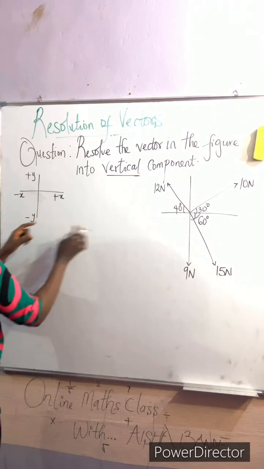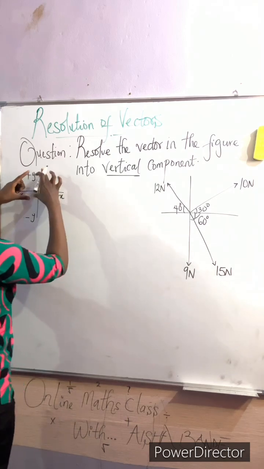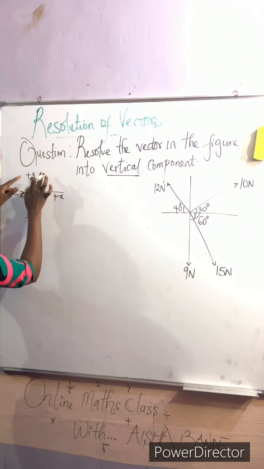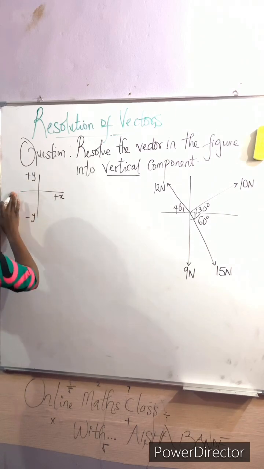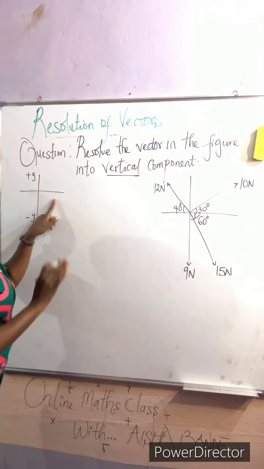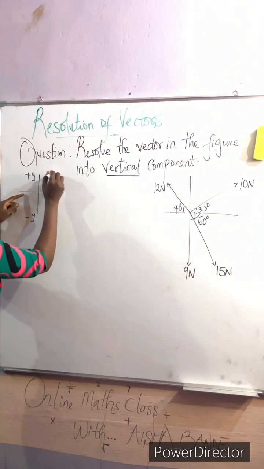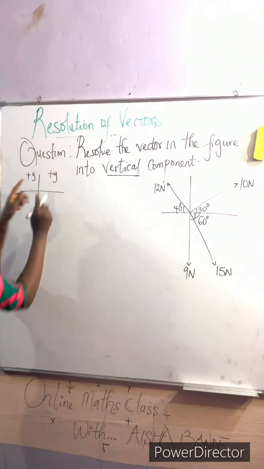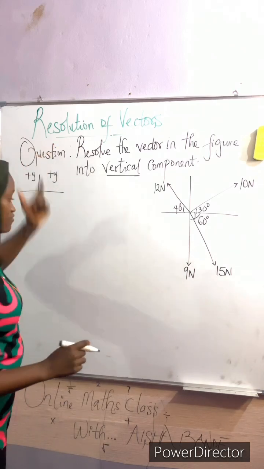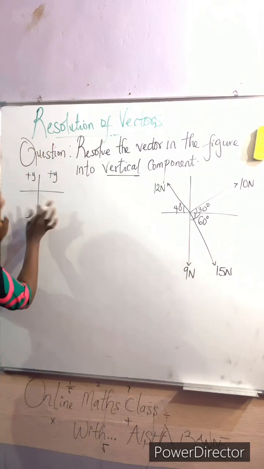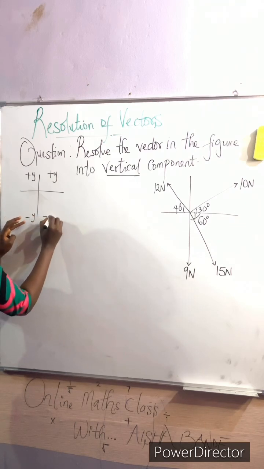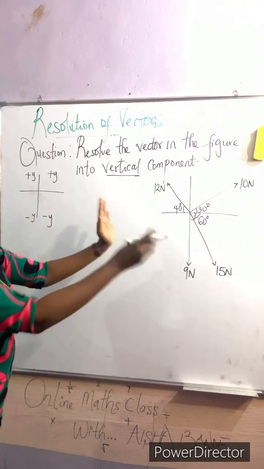When we are resolving for the vertical component, we are taking y into consideration. We are not resolving horizontal for this question. So whatever is at the top, both on the right and the left, is plus y. It is positive. Anything below, when we are resolving any force, is going to be negative. Okay, so now let's resolve.